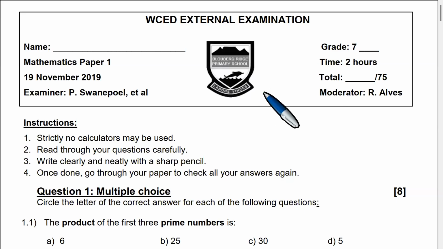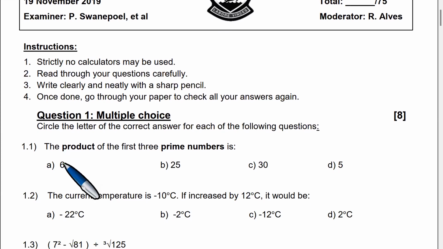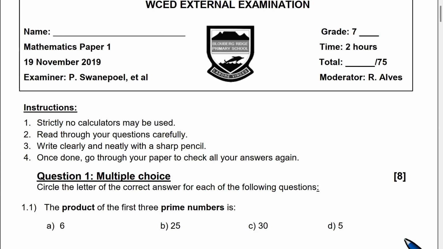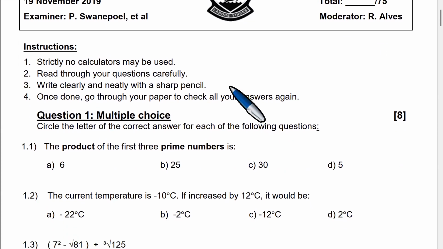We are looking at the mathematics paper one again. I was asking the question, the product of the first three prime numbers is what? What do you think? What is the answer? Can you list prime numbers? What is the smallest prime number? Two. After two is what? Three. After three is what? Five. So the product of the first three prime numbers, one, two, three. What is the product?